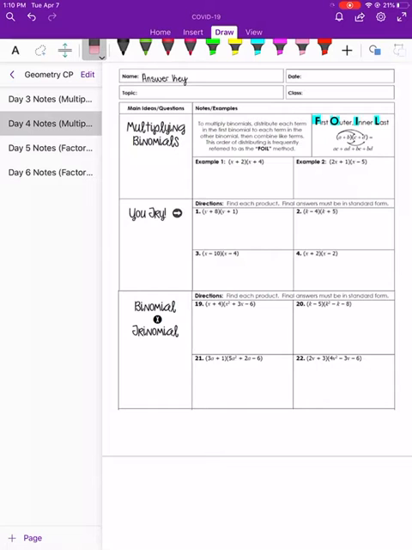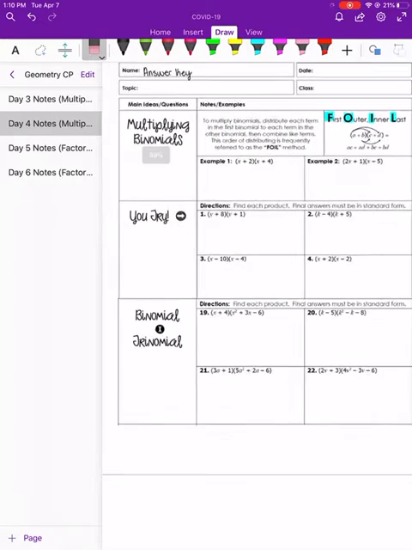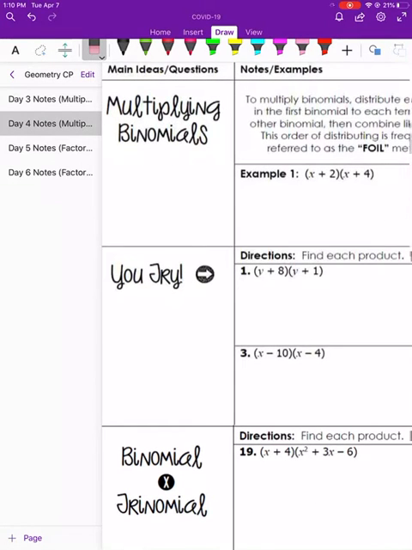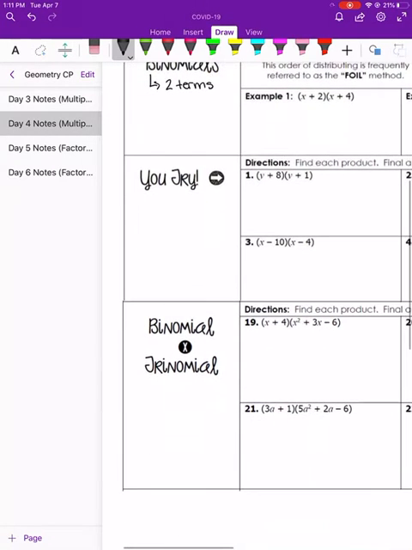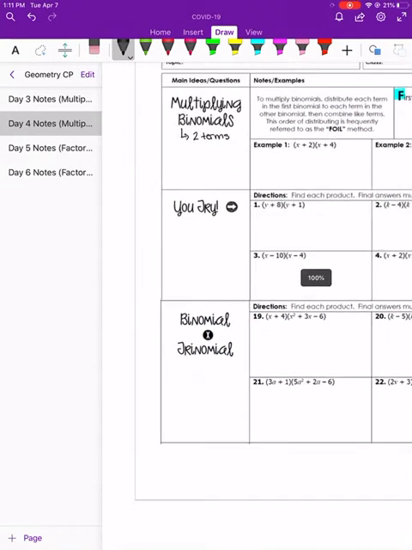So this class we're going to be multiplying two binomials together. So binomial means that we have two terms. And then we're also going to be multiplying binomials times trinomials. And a trinomial, tri means 3, so a trinomial is going to have 3 terms.